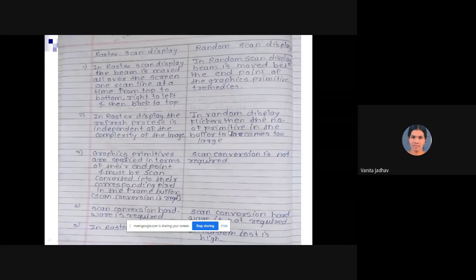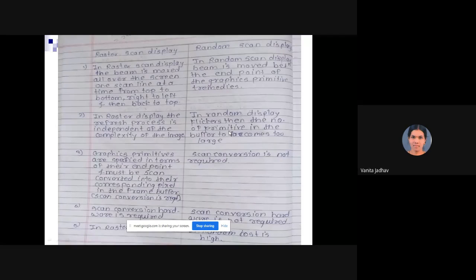Next difference: in raster display the refresh process is independent of the complexity of the image. Is it right? However complex the image is, it does its work. It has to go to the first line, scanning top to bottom. It will compulsorily go to the first line, move left to right, then go to the second line, move left to right, then the third line, and like that onwards. So it does its work as it is because it is fixed, so it doesn't matter what kind of picture it is. That is nothing but the complexity of the image.